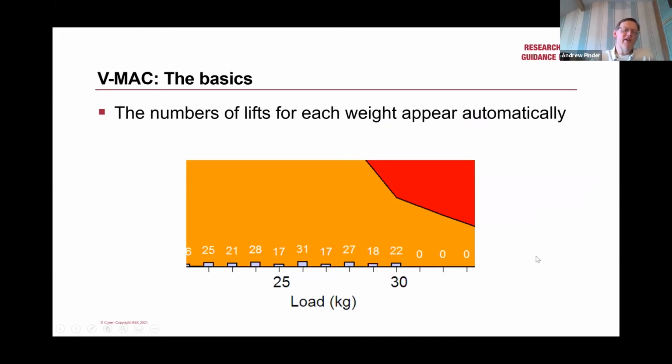And when you follow the link to the output tab, you'll see that bars appear with a number above them, telling you the number of lifts of each weight. So in this graph, you've got 17 items being handled that weigh 25 kilos and 22 items that weigh 30 kilos. So you're getting an idea of the distribution of the weights in 1 kilo categories.